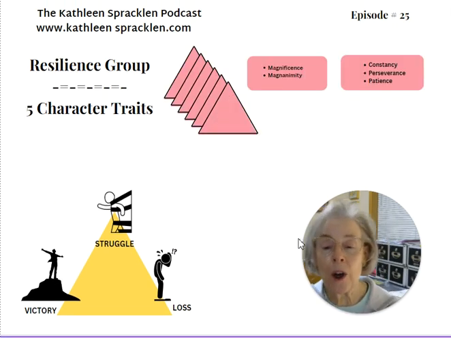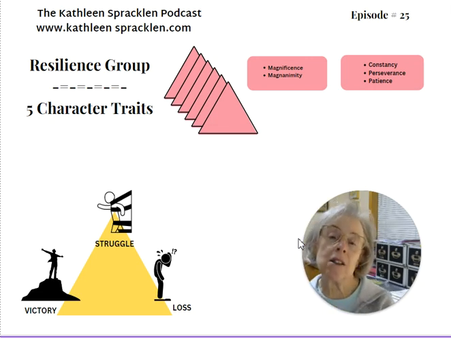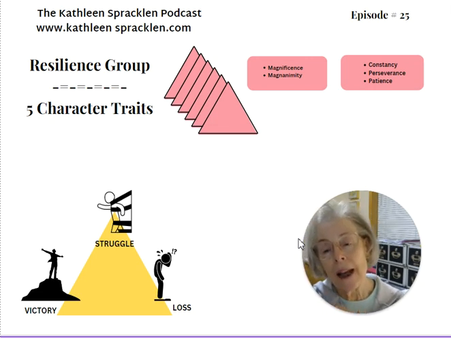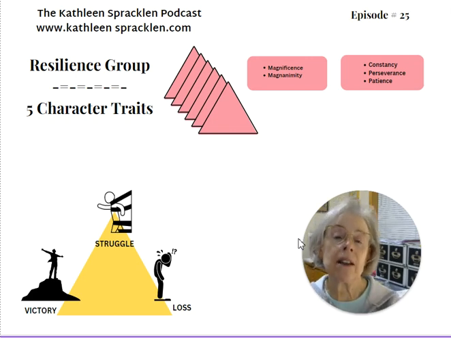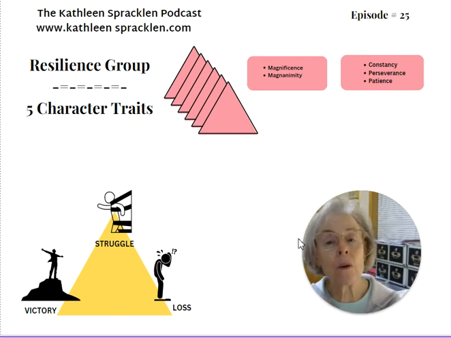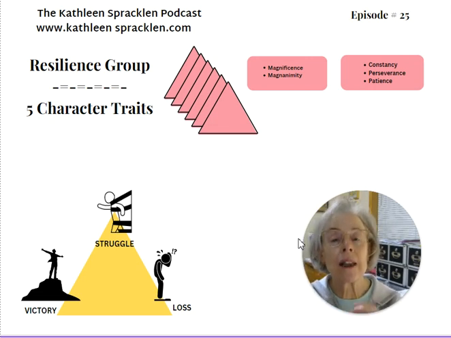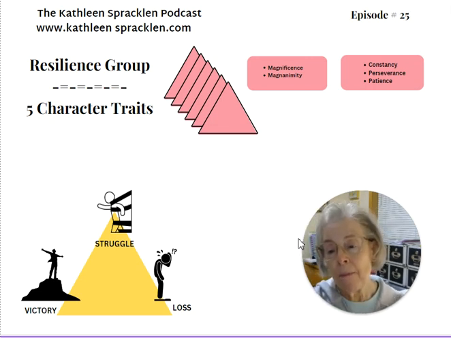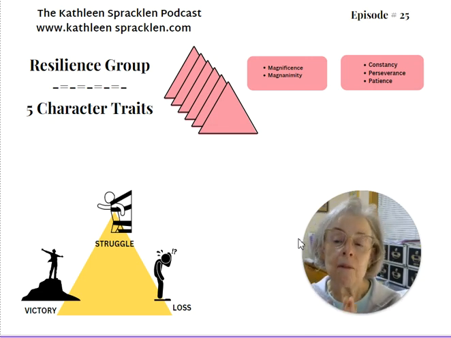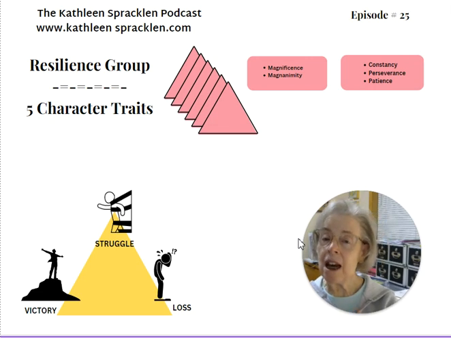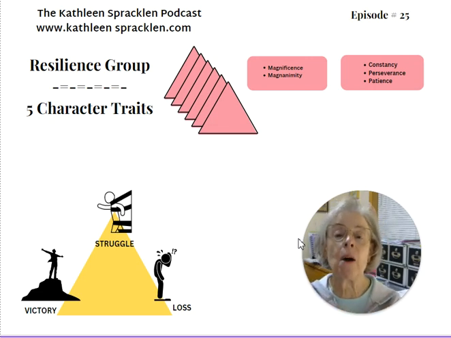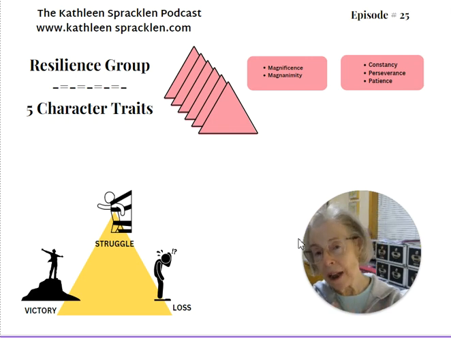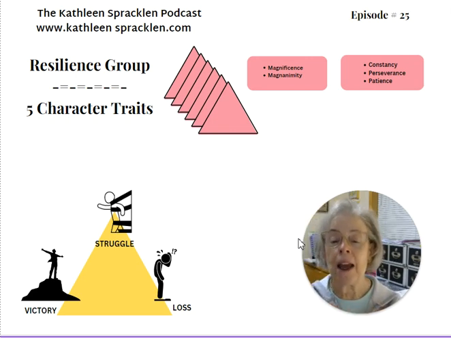The second group that we'll talk about tonight is the resilience group. The resilience group includes 5 different character traits. 3 of them relate to what we might call courage: constancy, perseverance, patience, the things that add up to grit. 2 of them, magnificence and magnanimity, are the power subgroup, involved in to what extent are you able to release the power within yourself, and to what extent can you control that power.